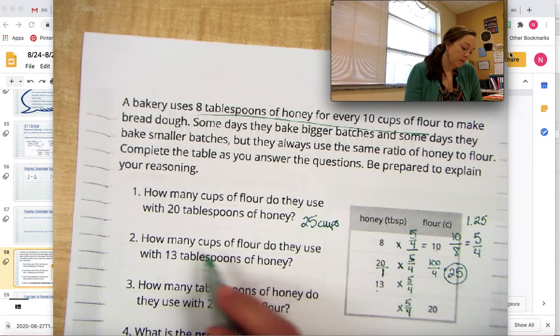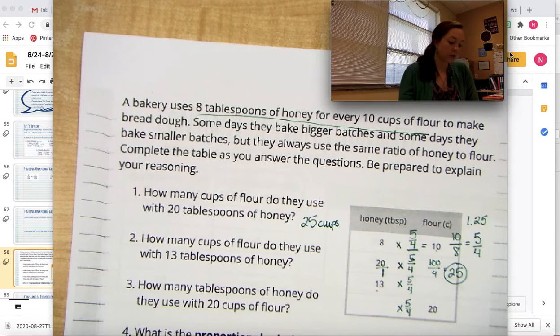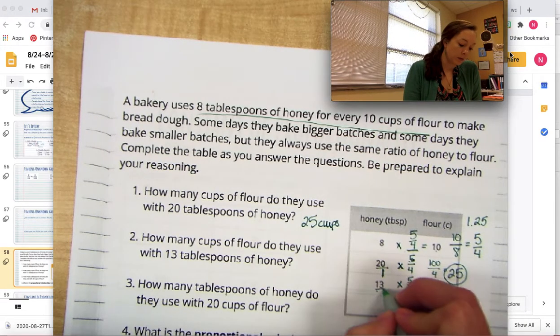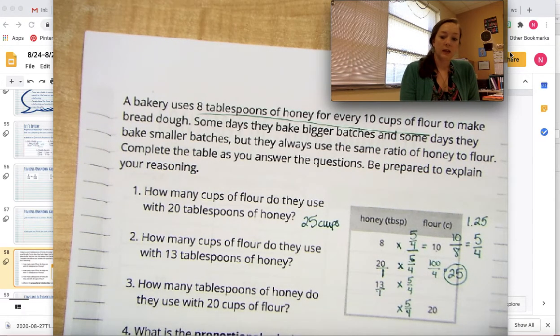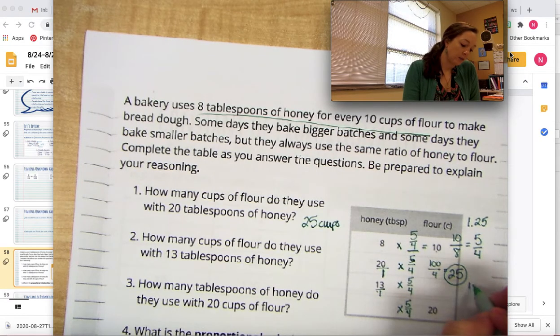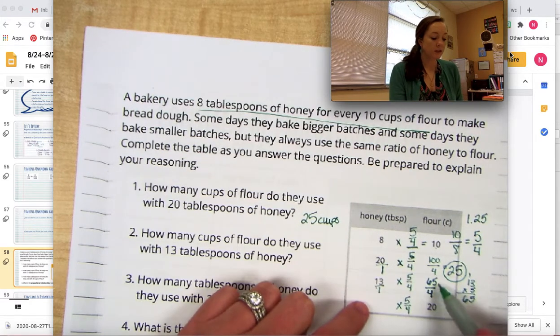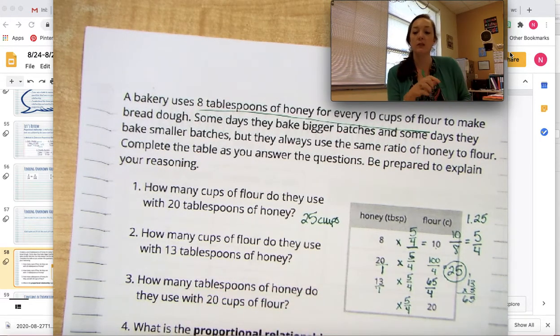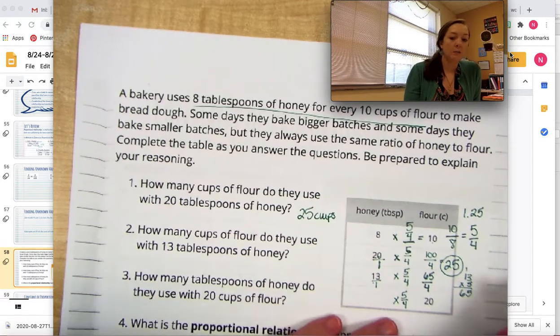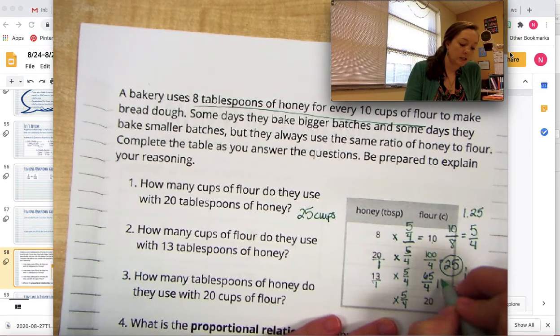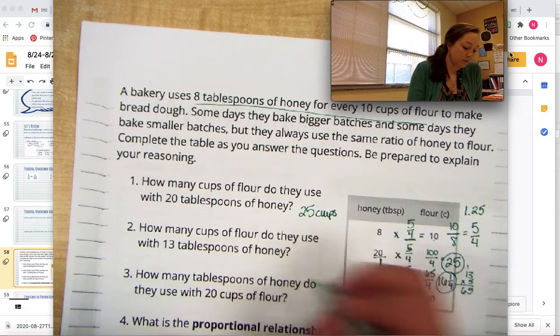Now, number 2, how many cups of flour do they need with 13 tablespoons of honey? So I'm going to make 13 into a fraction, and I'm going to do 13 times 5. I'm just going to do that to the side here. I get 65 over 4. Now, when we're talking about units of things, we could leave this an improper fraction, but what I did was go ahead and make that into a mixed number. So I've got 16 and 1/4 cups of flour.